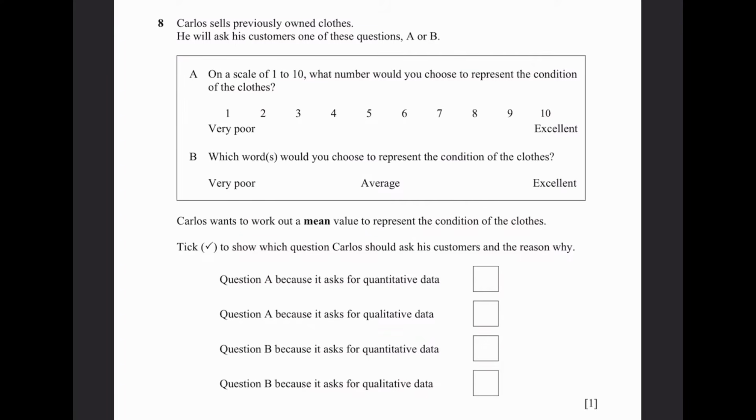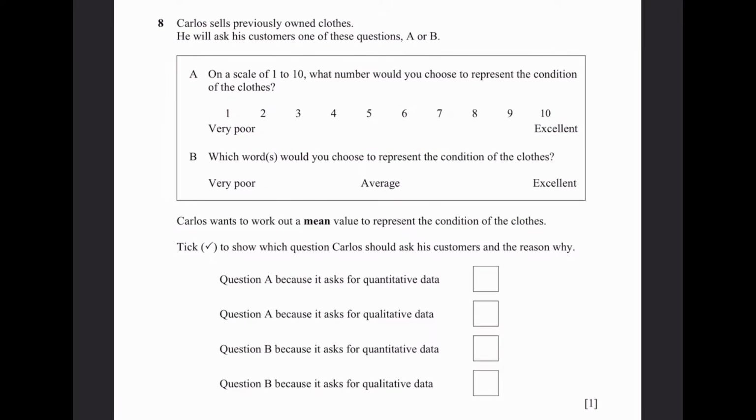Well, since Carlos wants to work out a mean value, he needs numbers. We need to add up all the values which he gets from his survey and then divide by the number of surveys he took. That is the definition of a mean. And that's why if you try using question B, it won't really work. You cannot really add very poor with average. What are you going to do? You can't add letters, right? You can only add numbers. So question A is correct.